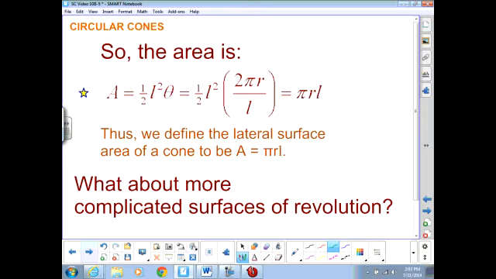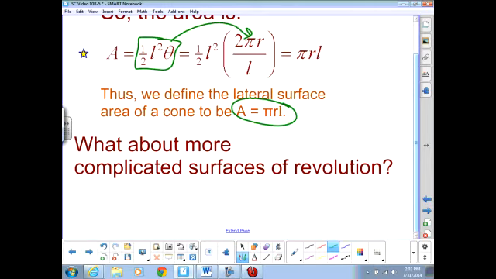So we said the area of the sector should be this. Well, we also had that theta was equal to 2 pi r divided by L. 1/2 times 2, those wipe out to 1. One of the L's cancels out, and you get pi times the radius times the slant height, which was the exact same formula that you used in geometry.